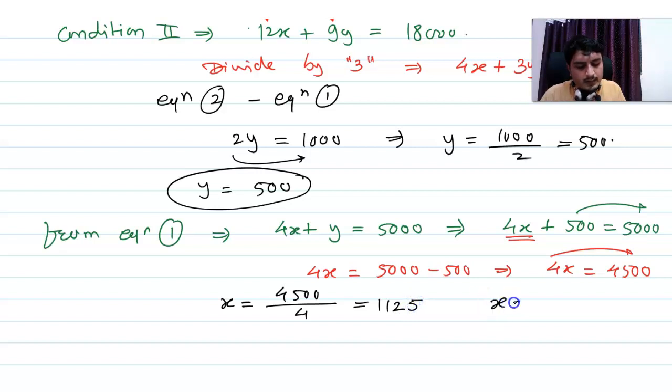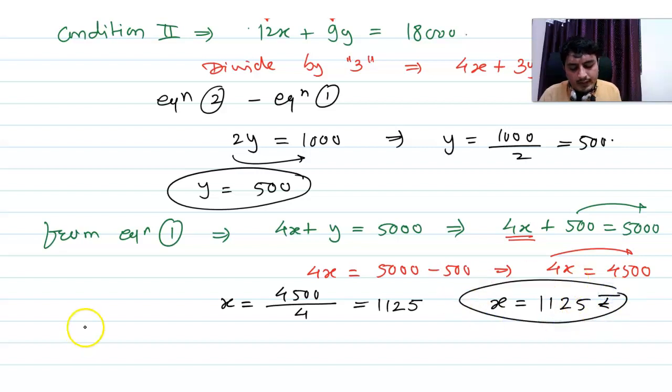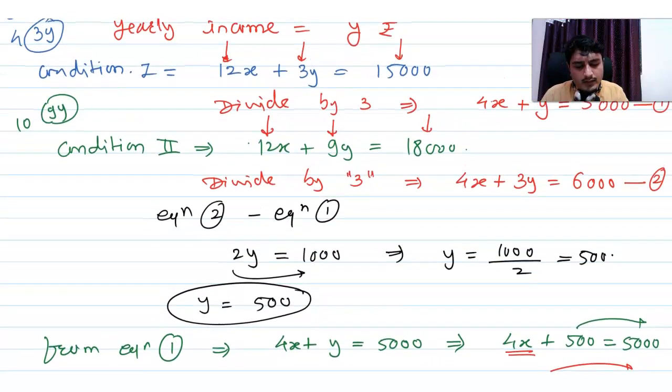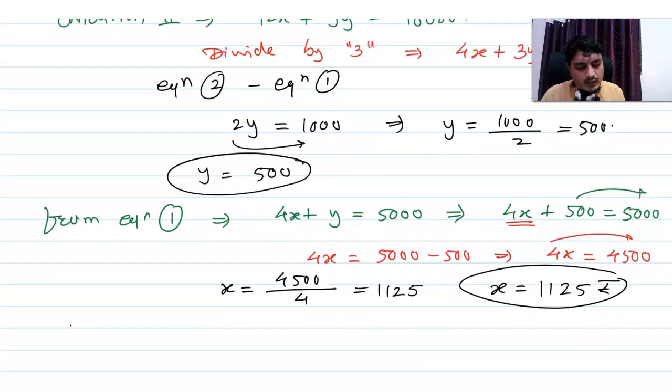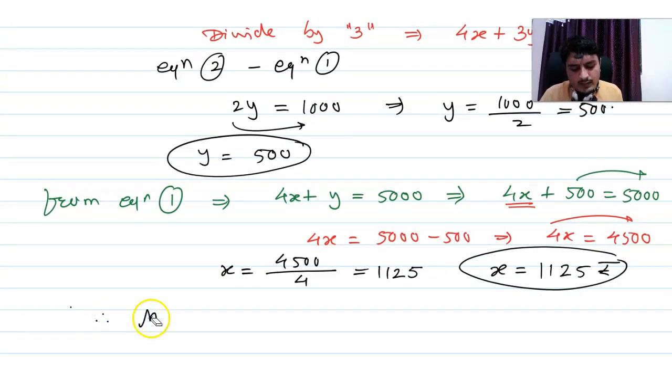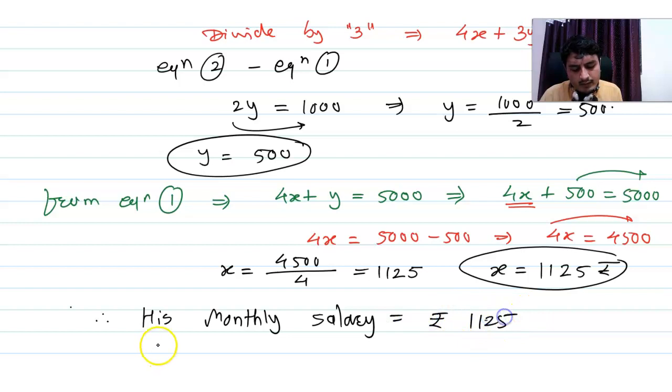So we can say the person whose monthly salary is 1,125 rupees. As per the given, we have to evaluate his monthly salary, that we assumed as x. So I am writing at last, therefore his monthly salary is rupees 1,125, while his yearly increment in his salary is y, that means rupees 500.